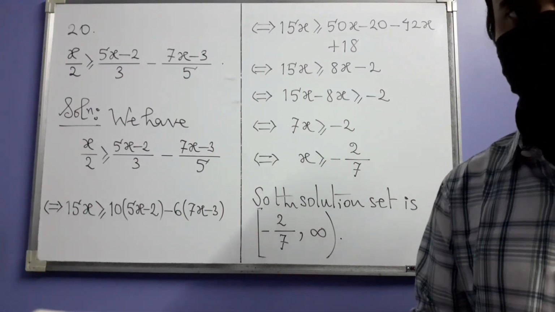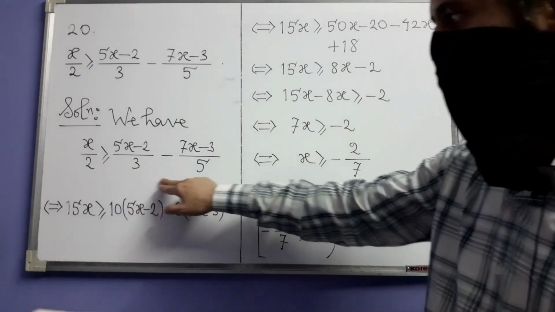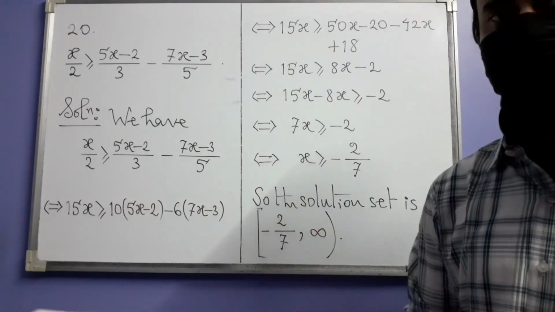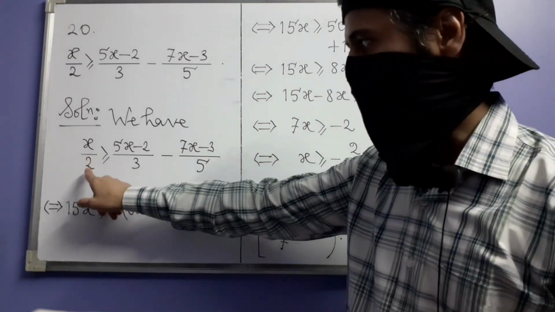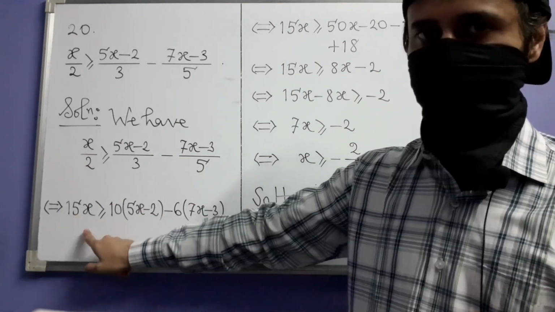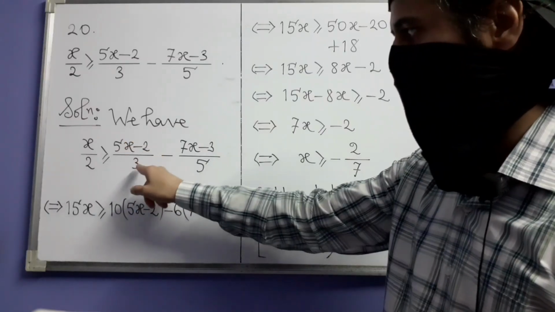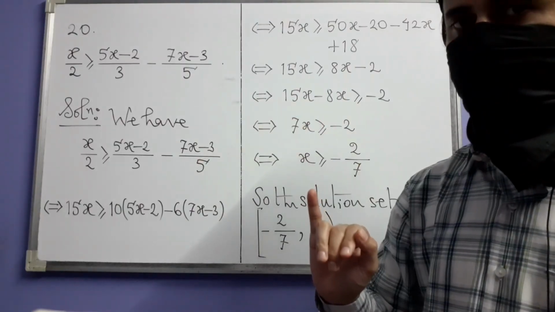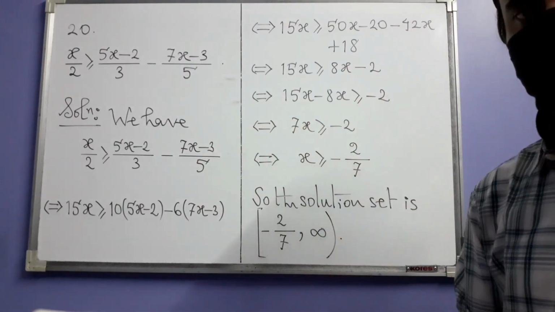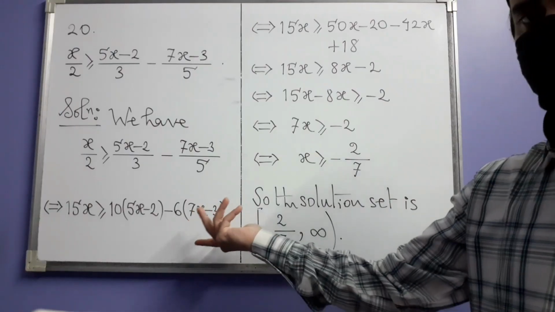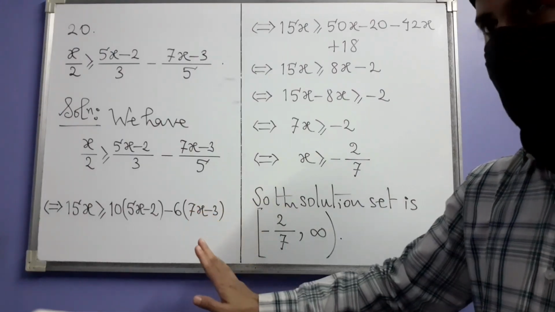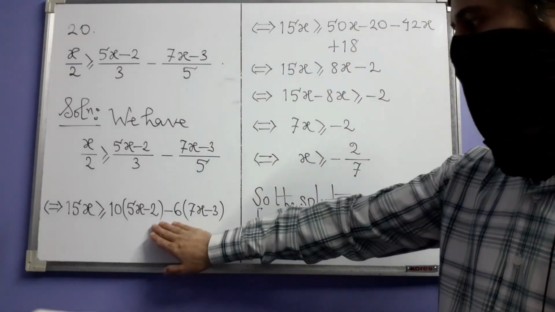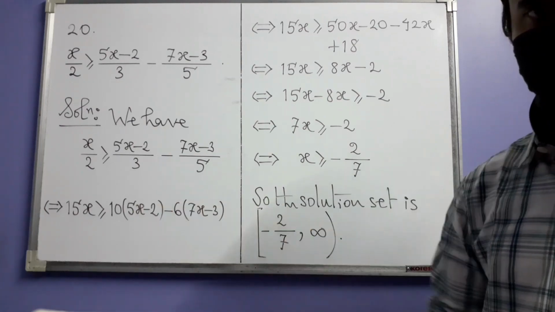To get rid of these fractions, we take the product of these denominators, which is 30, and then we multiply both sides by 30. So then 30 divided by 2 is 15, 15x is greater than or equal to 30 divided by 3 is 10, 10 times (5x minus 2), 30 divided by 5 is 6, minus 6 times (7x minus 3). Well, the numbers are a little big, but we can handle that. It's better handling these multiplications than handling the fractions.